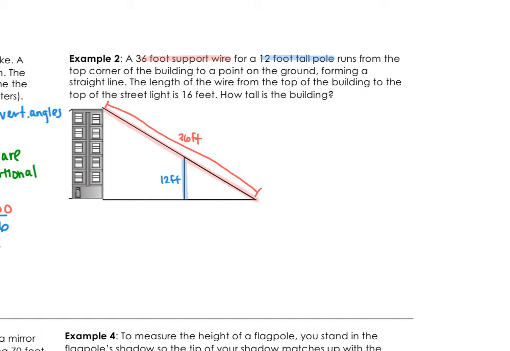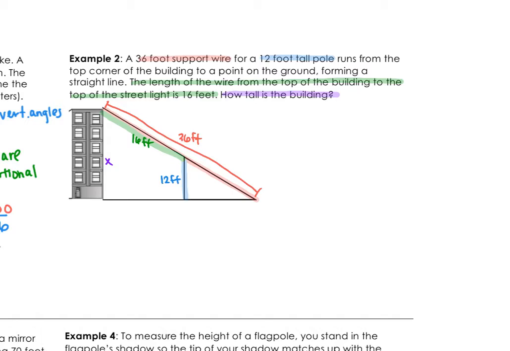And then we know that the length of the wire from the top of the building to the top of the streetlight is 16 feet. So that's from here to here, that's 16 feet. We want to know how tall is the building, so we'll call that X.